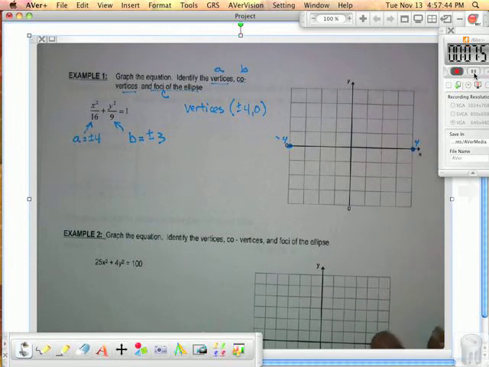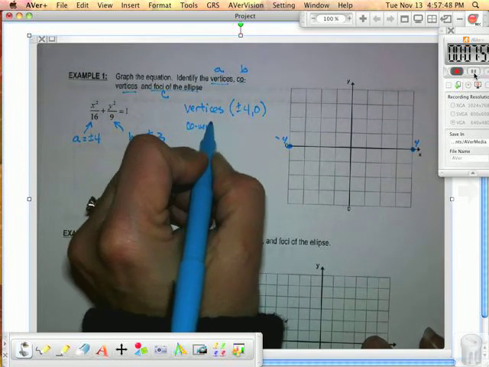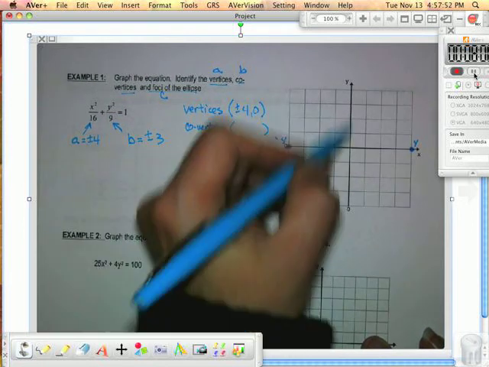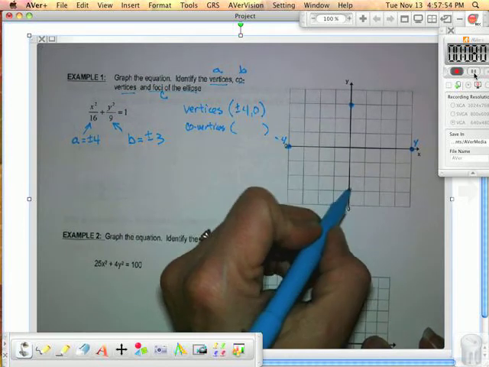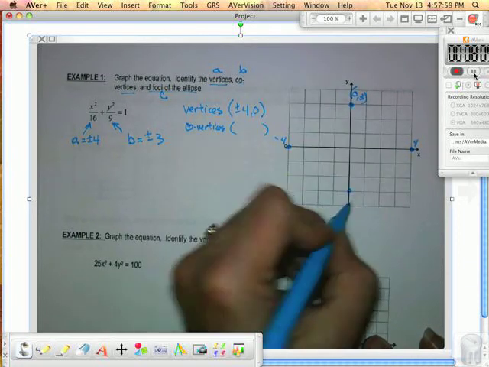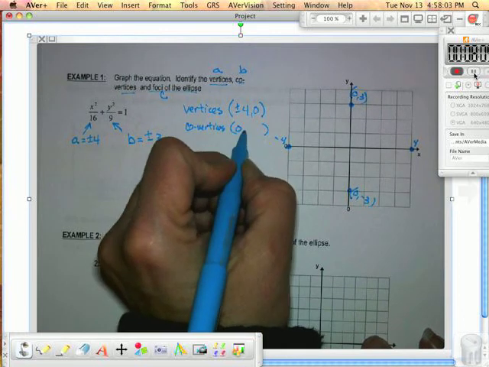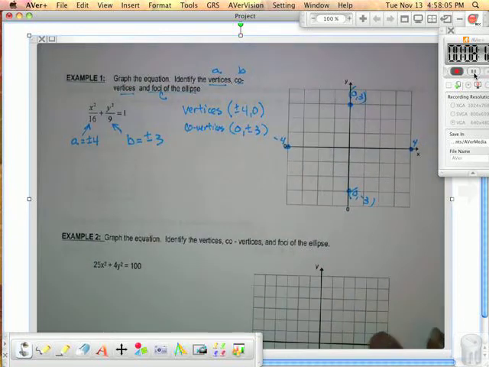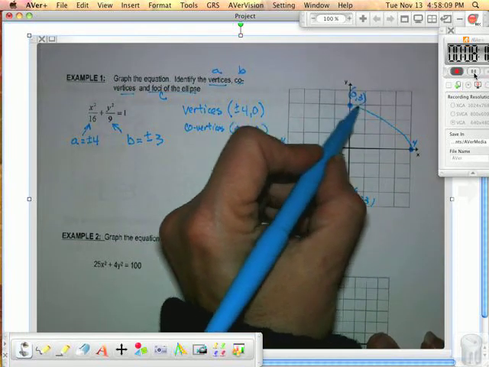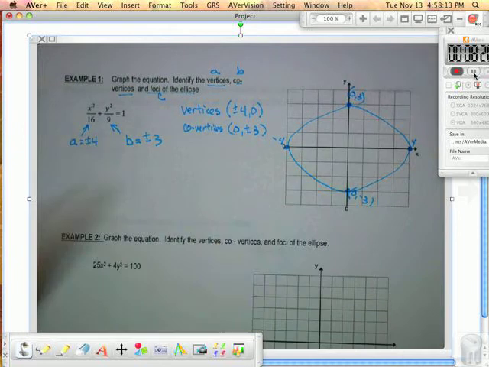Now I can also write the covertices. Since it's plus or minus 3 on the y-axis, I'm just going to plot that there and here. Remember, this would be (0, positive 3) and (0, negative 3). So it's going to be 0, plus or minus 3 for the covertices. Now I can kind of sketch my ellipse. It's kind of like an egg, sort of.